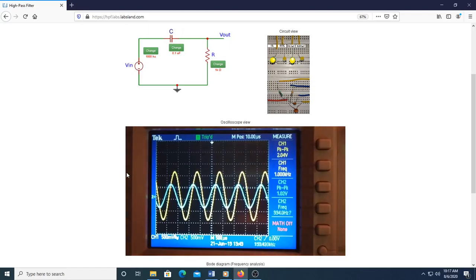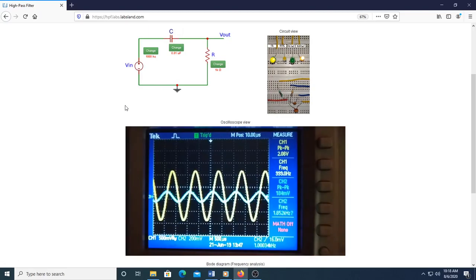Now as the capacitor is changed to 0.01 microfarad, the cutoff frequency increases to 15.9 kHz. Since the input frequency of 1 kHz is far away from cutoff frequency, the output signal amplitude reduces to 192 mV and the phase difference between the output and input will increase.